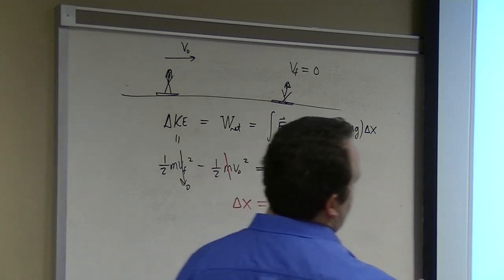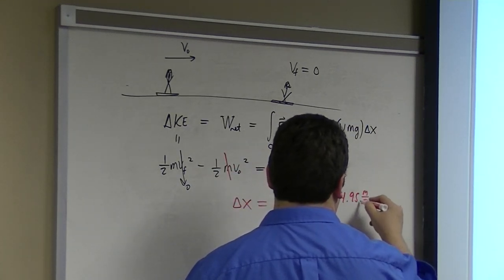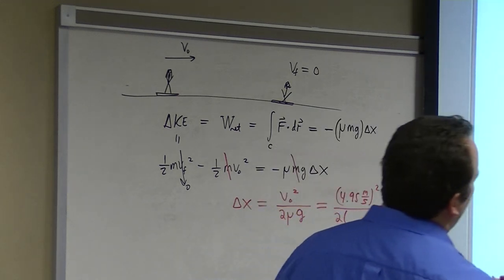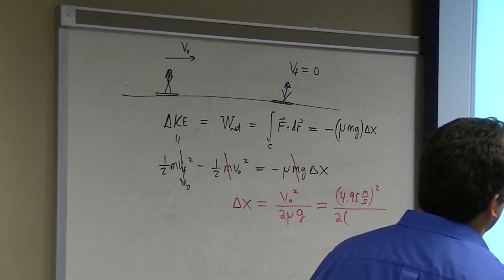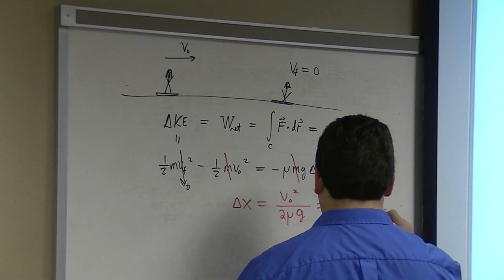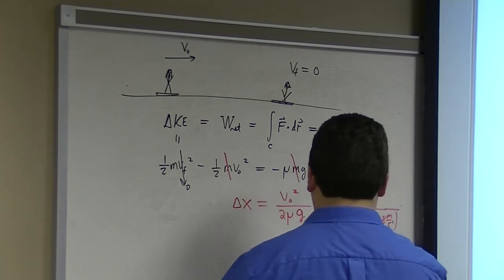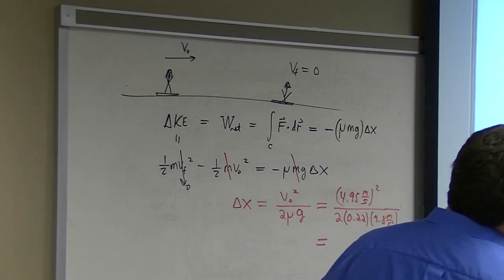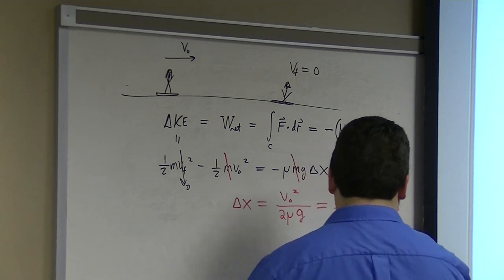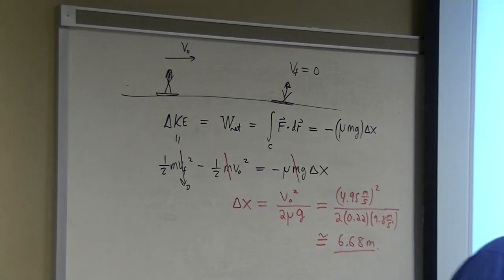We're given all those things in this part. It's 4.95 meters per second, squared, divided by twice 0.22 times 9.8 meters per second squared. And so there we go. That is 6.68 meters, roughly, if you plug the numbers in there. What's that? Oh, that's 5. Oh, I can't read.